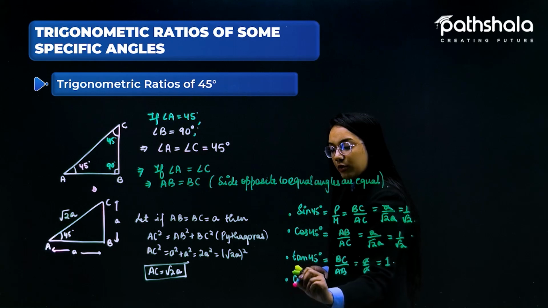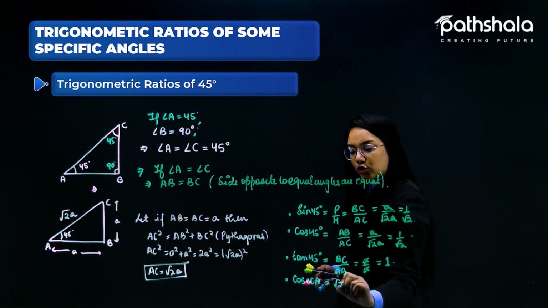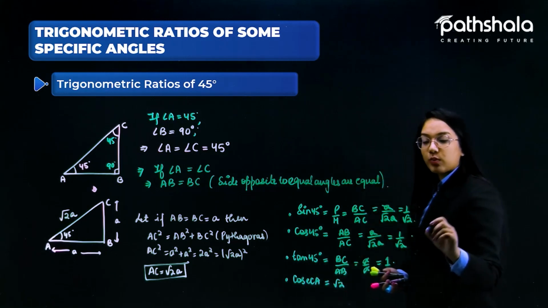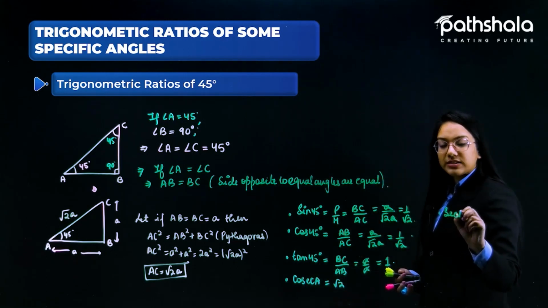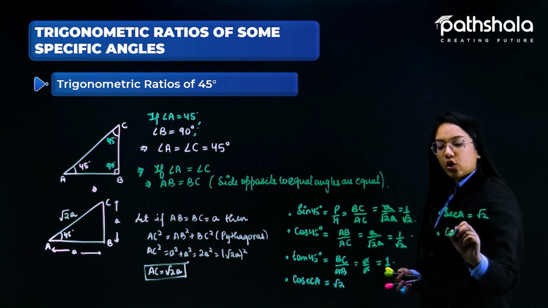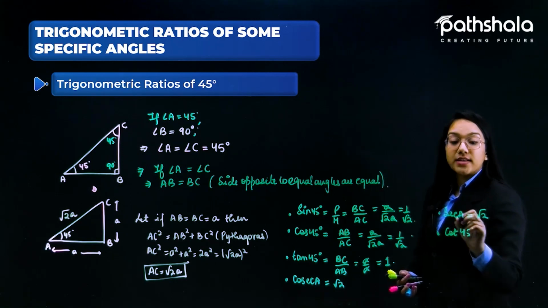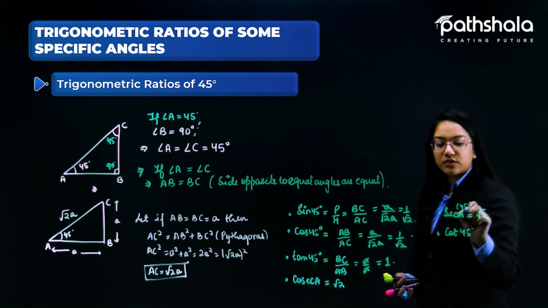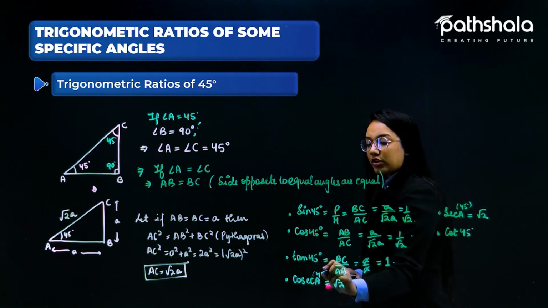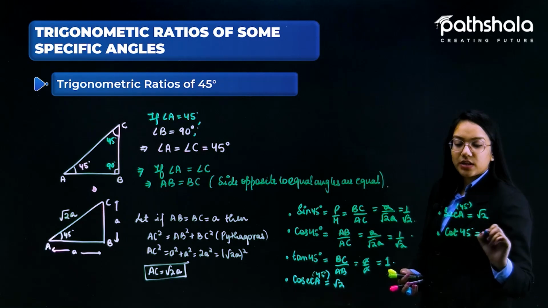Now let us suppose I am talking about the cosec of A. Cosec of A would be nothing but root 2, since we are taking the reciprocal of this one. Further, sec of A is nothing but root 2. Now further, if I am talking about the cotangent of A, that is cot of 45 degree. As we are taking A as 45 degree, this is 45, and this is also 45 degree. In place of A, we can write 45. So cot of 45 is nothing but 1.